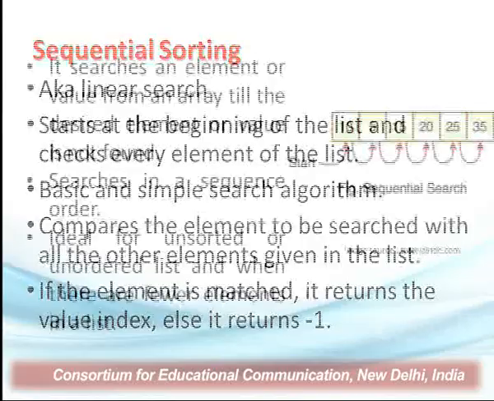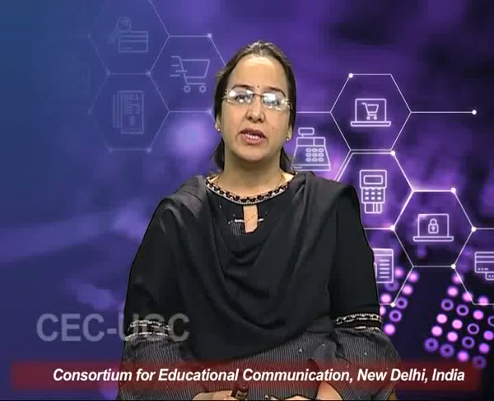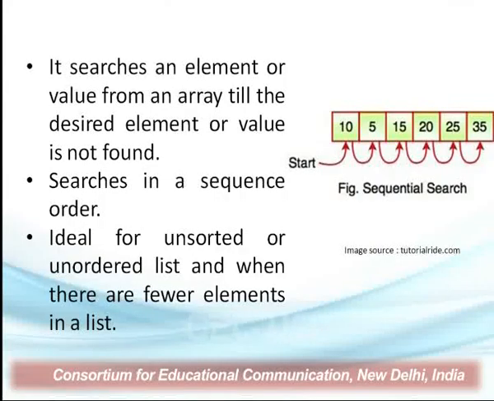So the idea is we need to search for a particular element. Now as you can see on the screen, I have an array of data values which are 10, 5, 15, 20, 25 and 35, and if I want to search for a particular element, I will start from the first number, which is 10, and then I will match it against my key value. The key value, that is the number which is to be searched, is already given to me.